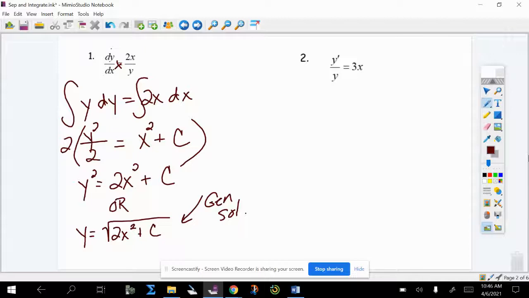This video is going to be strictly examples of using this process of separating and integrating, and then we'll finish with a video that takes you through some of the Delta Math types. So this next one, couple things with it.